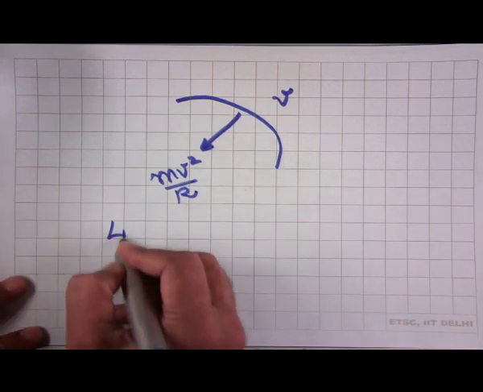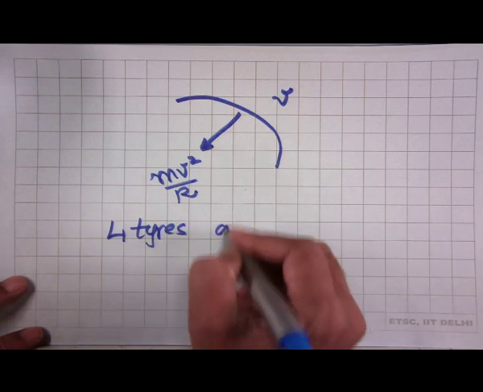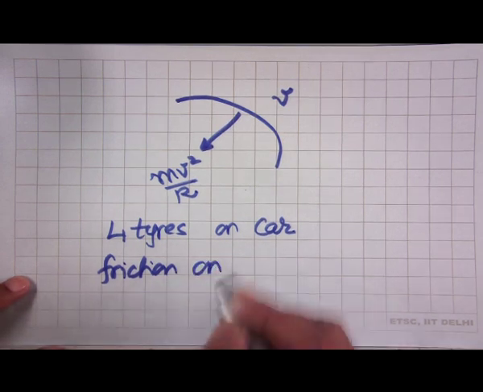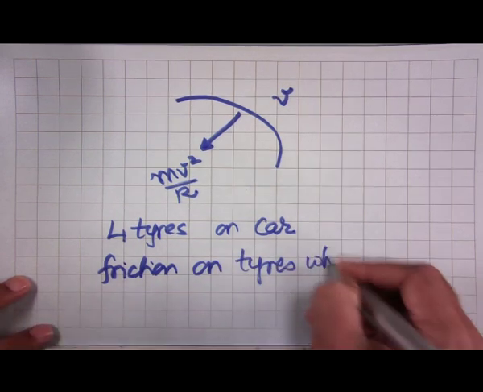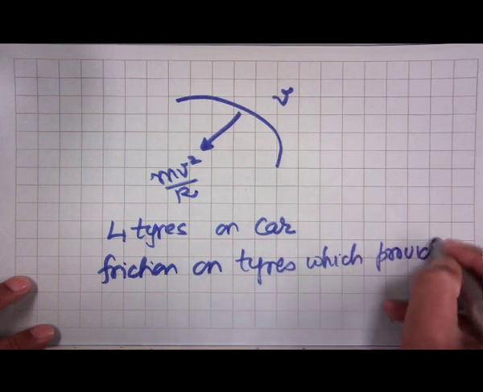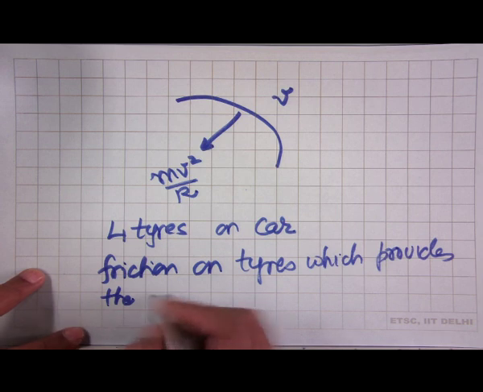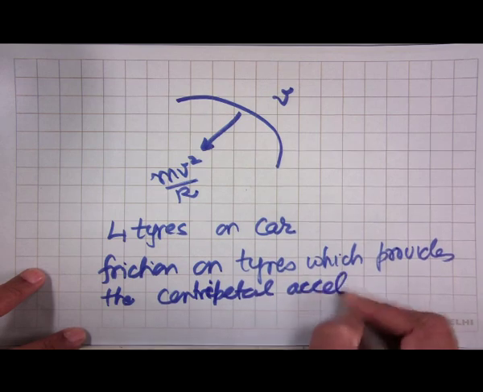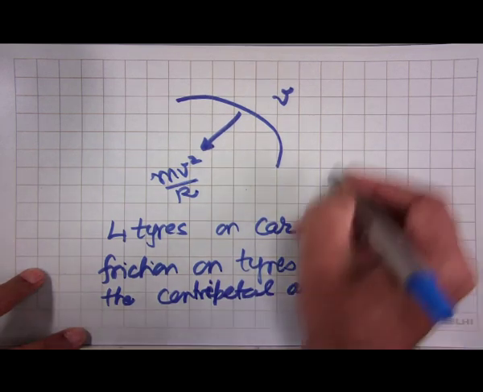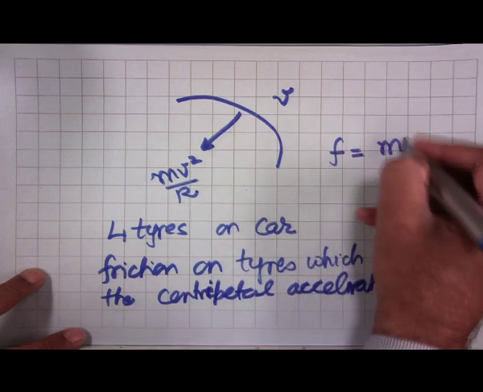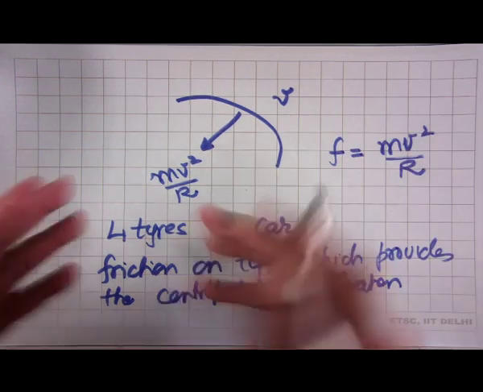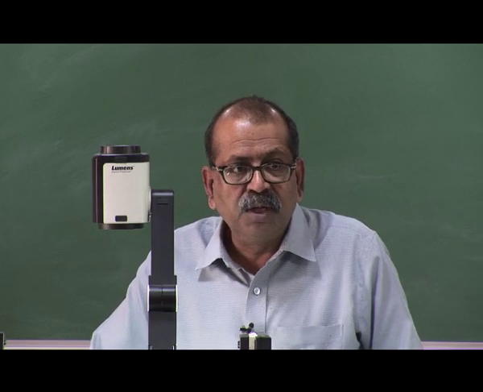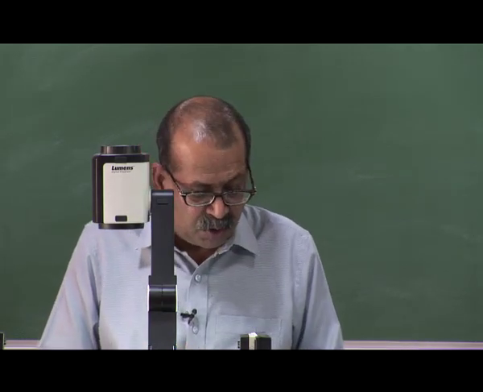Now, suppose there are 4 tires on the car, and the friction on the tires provides the centripetal acceleration. That means the friction force has to be equal to mv square upon r, and let us say if there are 4 tires, then the total friction force on the 4 tires will sum up to give this value mv square upon r.